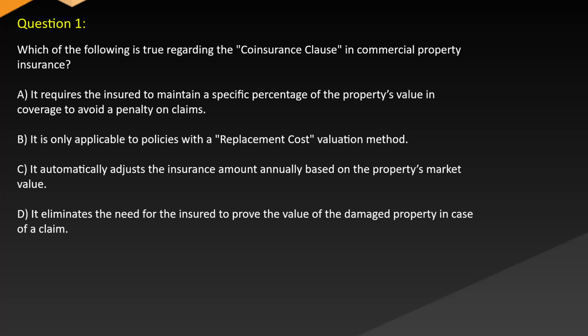Question 1. Which of the following is true regarding the coinsurance clause in commercial property insurance? A. It requires the insured to maintain a specific percentage of the property's value in coverage to avoid a penalty on claims. B. It is only applicable to policies with a replacement cost valuation method.